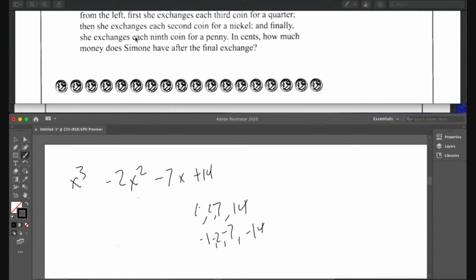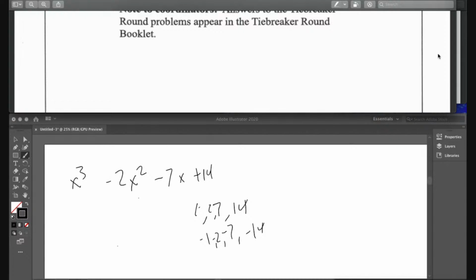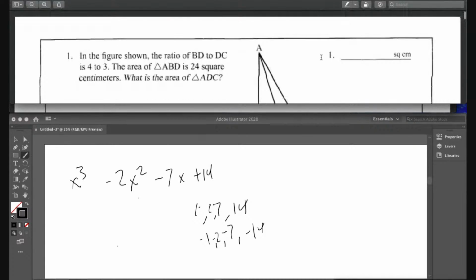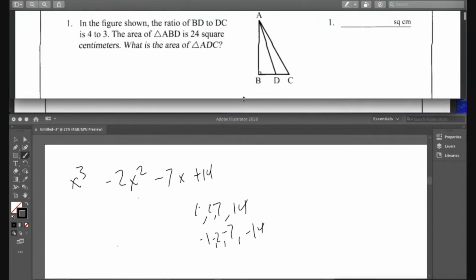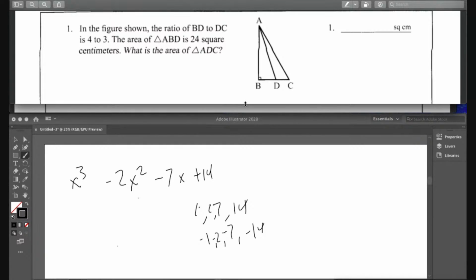And so now we're going to move on to 2010 nationals. And we're just starting on sprint here. So first we have number one. In the figure shown, the ratio of BD to DC is 4 to 3. The area of ABD is 24 square centimeters. What is the area of ADC?